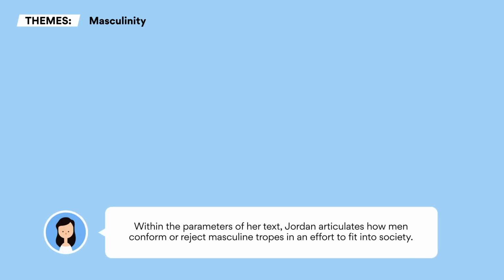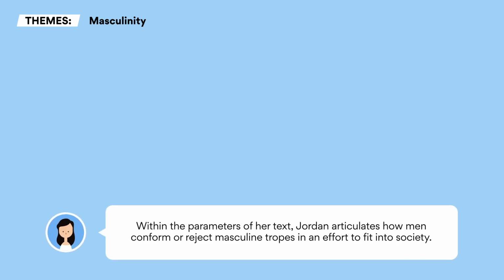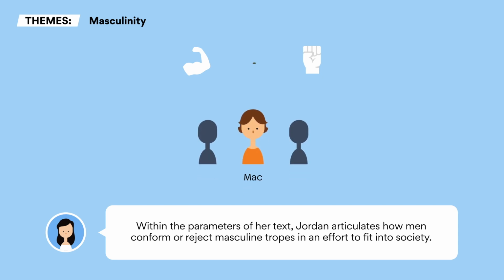Masculinity. Within the parameters of her text, Jordan articulates how men conform or reject masculine tropes in an effort to fit into society. Toughness, bullying, and unsavory activity are presented as the characteristics of a man through depictions of Mac and his gang. In its connection to the war period, the novel partly focuses on the notion that in order to be classified as a man, he must first go through struggle and hardship, as presented in the group of strangers taunting Jack, ultimately bullying him into certain ideals of masculinity, which proved toxic and consequential.